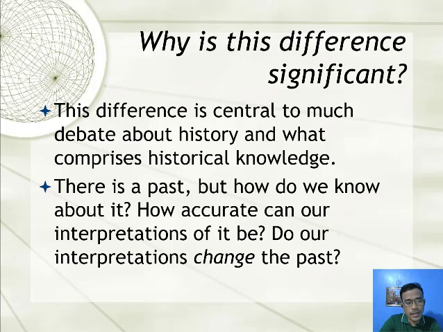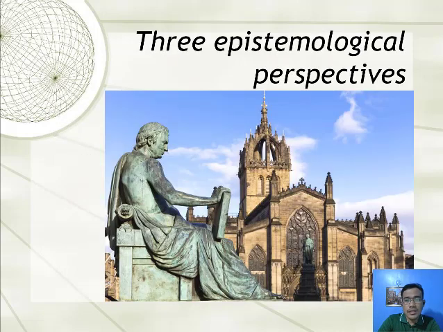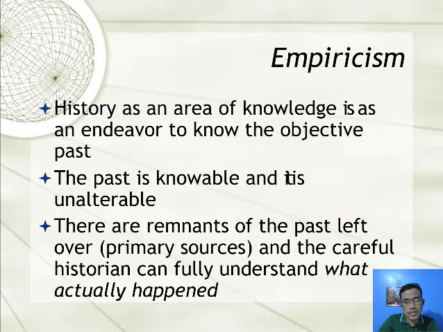Let's say, for example, in a particular event, even the eyewitnesses have conflicts on how they understood the event, how it happened. Because there is a bias in a subjective way, in how their knowledge is influenced by their individual point of view. So there are three epistemological perspectives on looking at history. The first is the perspective of the empiricists, the empiricism point of view. History as an area of knowledge is an endeavor to know the objective past.